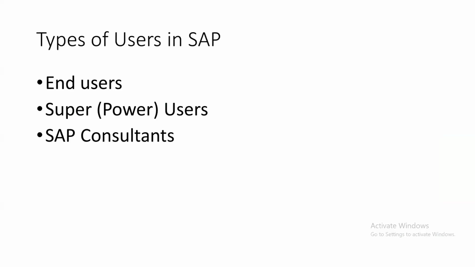Next, types of users in SAP: end user, super user, and consultant. The end user does day-to-day business operations and activities. If the end user faces any issues, they connect to the super user or power user. Suppose they're not able to print the purchase order, sales order, or reports, they can connect to the super user. The consultant is the coordination between the end user and the super user. If the super user is not able to resolve the end user's issues, they will connect to the consultant.